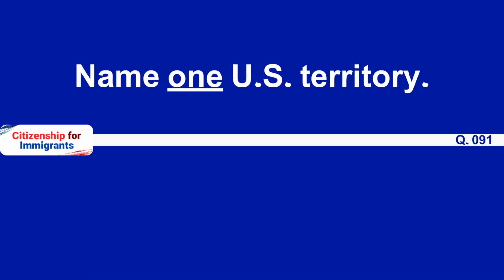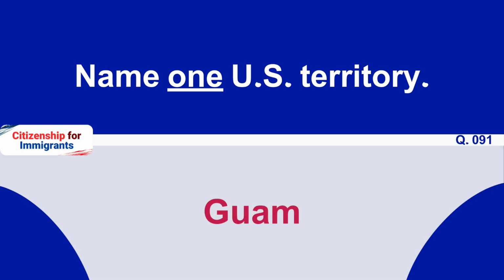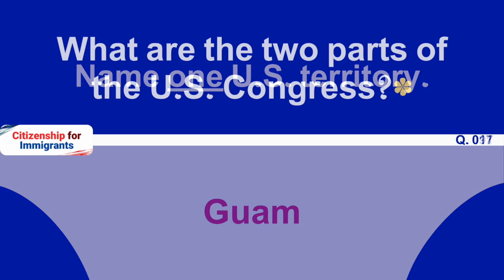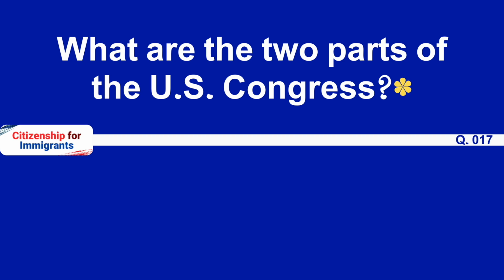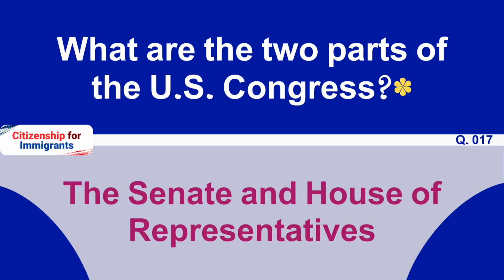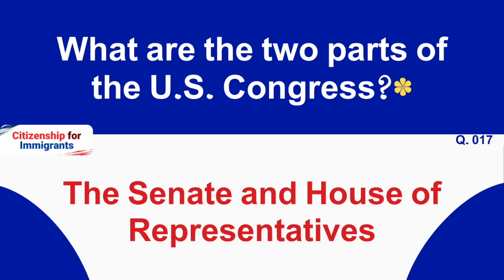Name one U.S. territory. Guam. What are the two parts of the U.S. Congress? The Senate and House of Representatives.